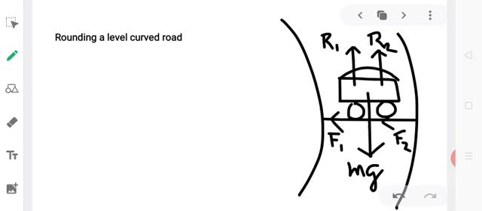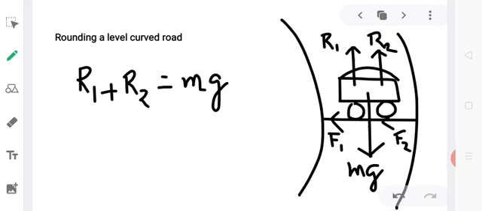In the figure that you can see on the screen right now, weight of the vehicle, that is mg, acts vertically downwards. R1, R2 are the forces of normal reaction of the road on the wheels. As the road is level or horizontal, R1 and R2 act vertically upward. So we can write down R1 plus R2 equal to mg.